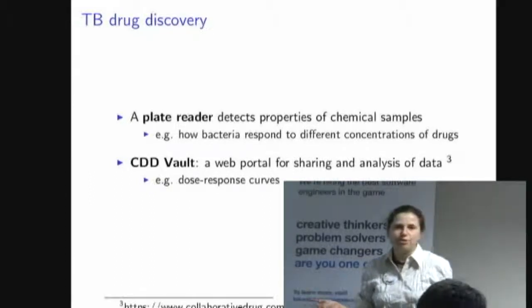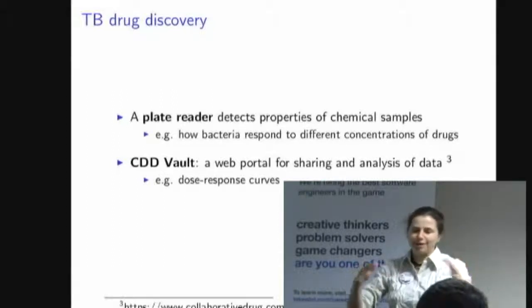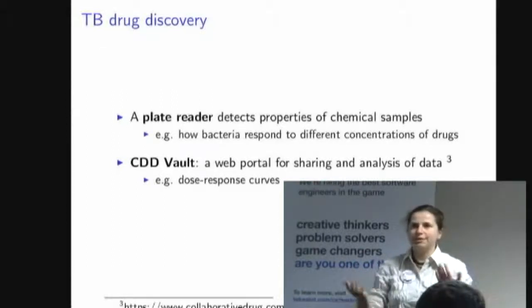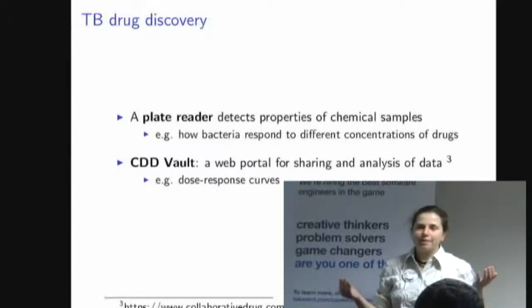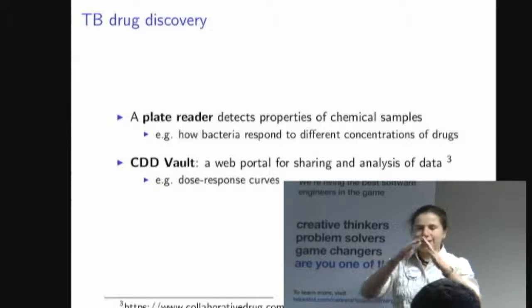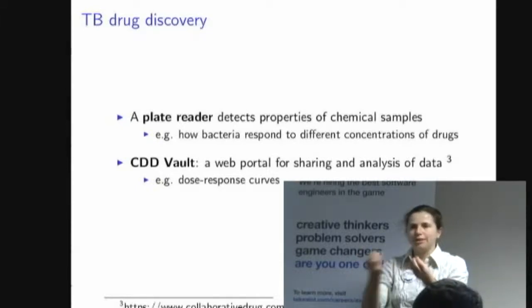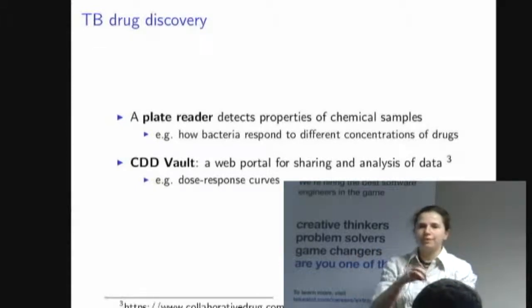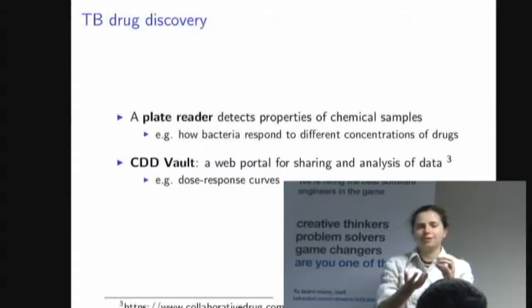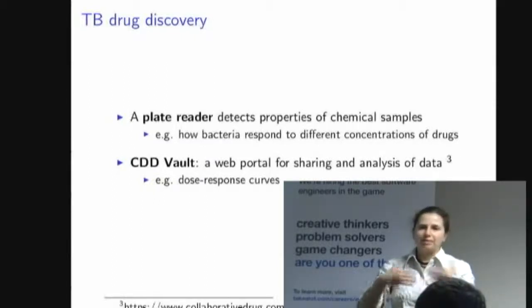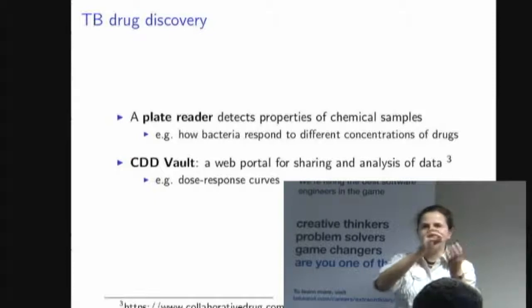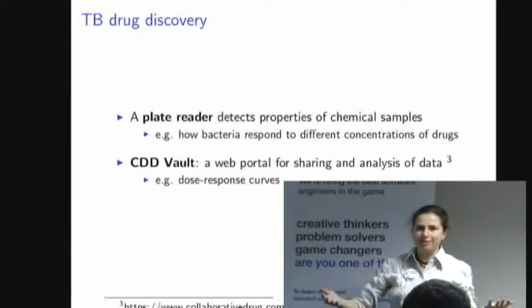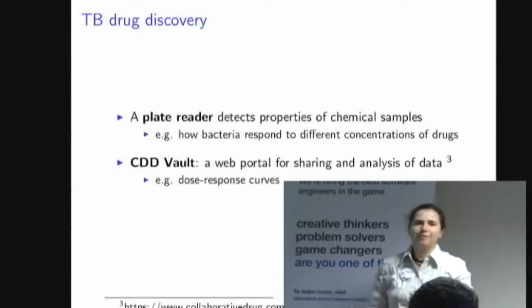So a plate reader is a machine which essentially scans a plate full of chemical samples and it detects various properties about those samples. So for example, in this case, the plate reader is a kind of matrix of little wells, each of which contains a sample, and the sample will contain both a particular compound being tested in a particular concentration, and also a certain population of bacteria will be introduced into that well. And after some time has elapsed, the plate reader will check what the surviving bacterial population in each well is, and it'll spit that data out.